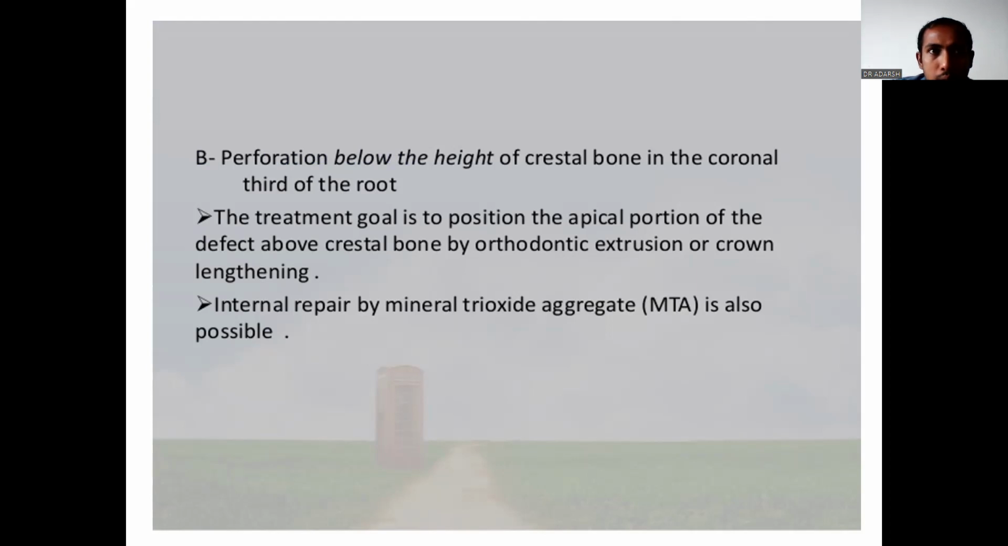MTA has a biomimetic property. It can induce osteoid formation. It has a lot of advantages, but the only disadvantage of MTA is its setting time, which is around 2 hours 45 minutes. So we have to seal the restorative material with either glass ionomer cement or any other restorative material immediately after placement, because it takes a long time to set.